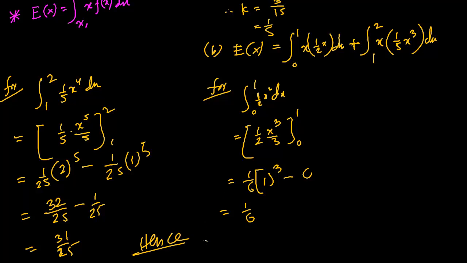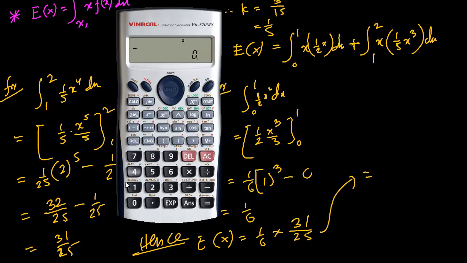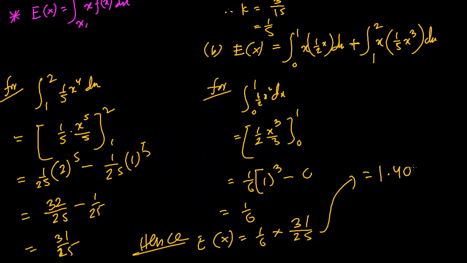So the expected value is going to be 1 by 6 plus 31 by 25, which is 211 by 150, and this is the same as 1.4067.